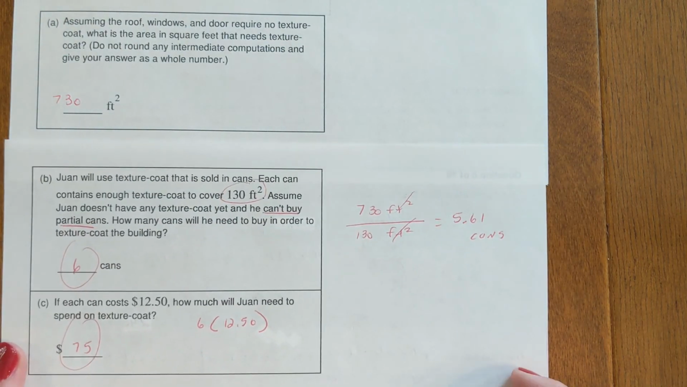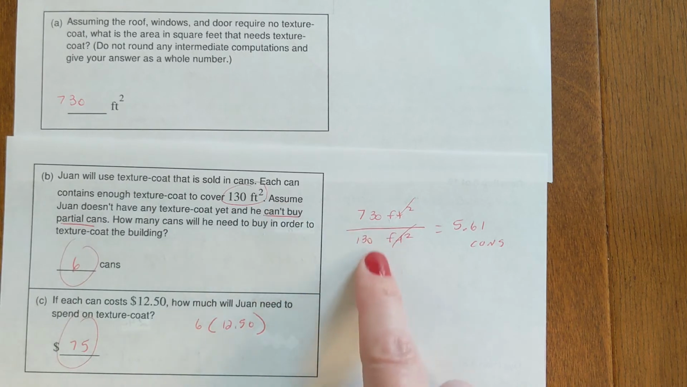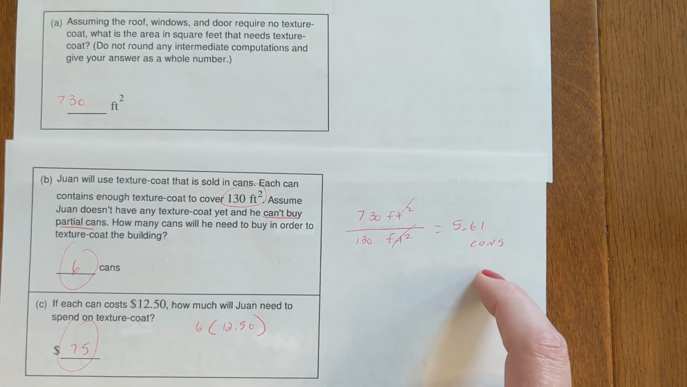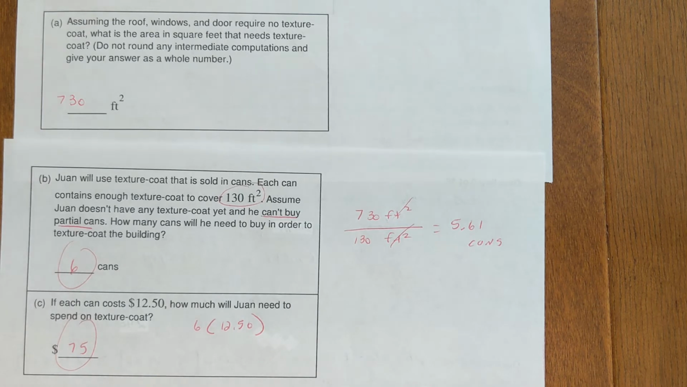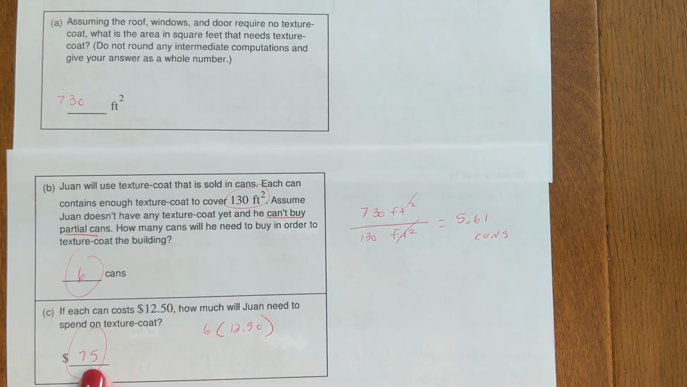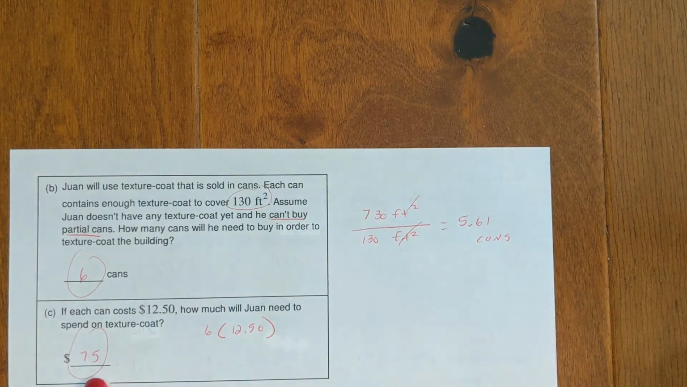And then on letter B, Juan bought some paint, and it takes 130 feet squared in 1 can. Well, we had 730 feet squared, so divide that by 130, and we've got to buy 5.61 cans. Again, we can't buy a part of a can, we've got to buy all the cans. So round it up, and that gives you 6 cans. So we bought 6 cans that each cost $12.50, so that's $75 before tax. If you actually went up to the register, we both know it costs more because they're going to charge a tax.